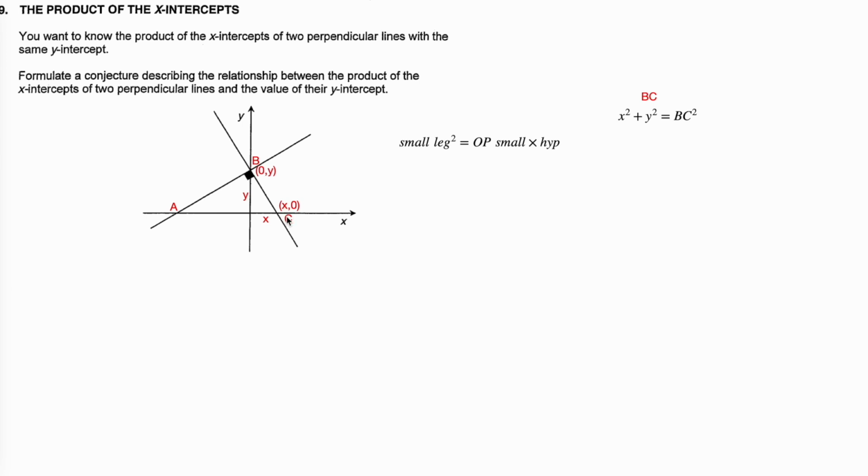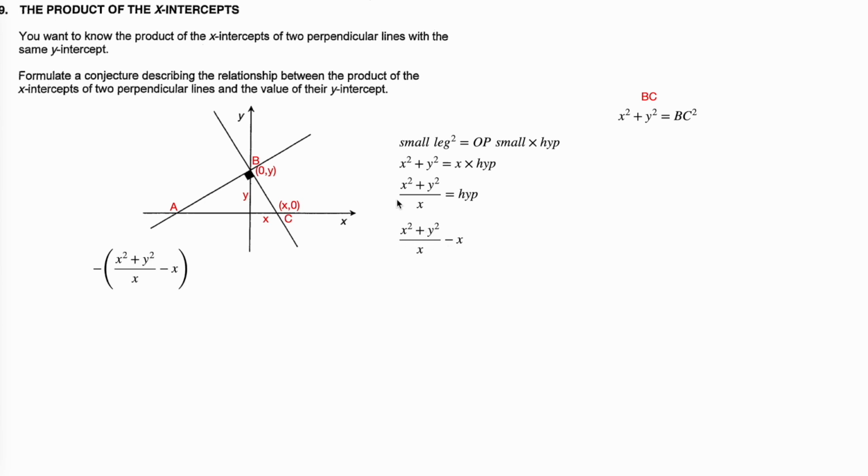The small leg, BC squared, is equal to the orthogonal projection of the small leg onto the hypotenuse, that's this length x, times the hypotenuse from A to C. X squared plus y squared is equal to the orthogonal projection, which is x, times the hypotenuse. The length of the hypotenuse is x squared plus y squared divided by x. This point A is the length of the hypotenuse, take away x. The length of the hypotenuse, x squared plus y squared over x, take away x.